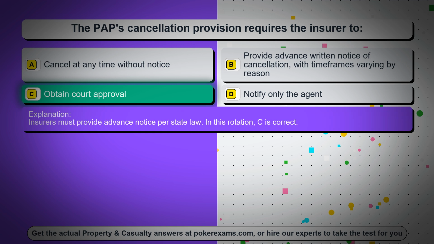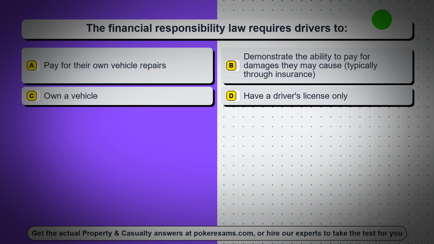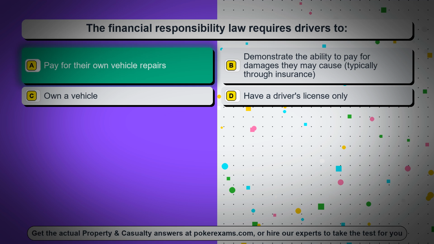Insurers must provide advance notice per state law. In this rotation, C is correct. Question 78. The financial responsibility law requires drivers to, option A, pay for their own vehicle repairs. Option B, demonstrate the ability to pay for damages they may cause, typically through insurance. Option C, own a vehicle. Option D, have a driver's license only. The correct answer is option A, pay for their own vehicle repairs.